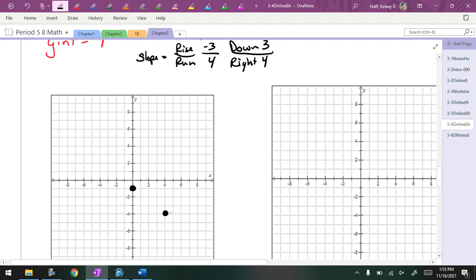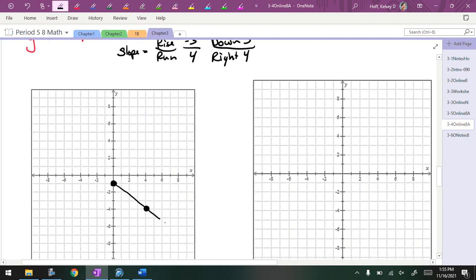Yes? And then you can draw your line. Start on your y-intercept, then use your slope, up, down, left, or right. 99.9% of the time, you're going to the right.